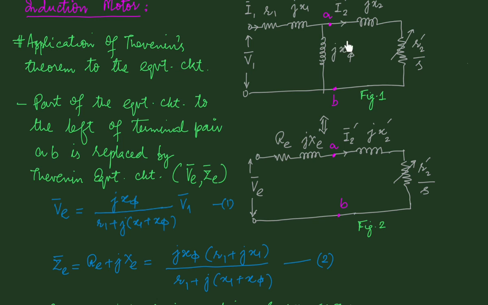And therefore we see that when we look towards left from the terminal pair AB, the impedance ZE will be given by the parallel combination of jXφ and R1 plus jX1. Therefore ZE, which is equal to RE plus jXE, is the parallel combination which will be given by jXφ times R1 plus jX1 divided by R1 plus jX1 plus jXφ.